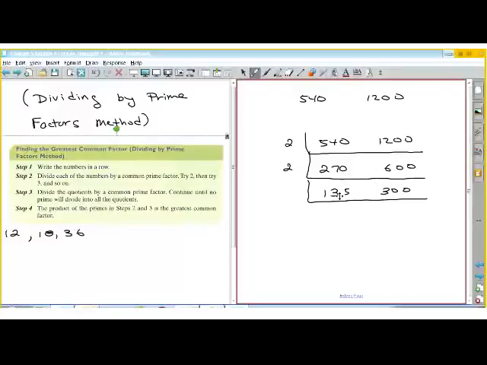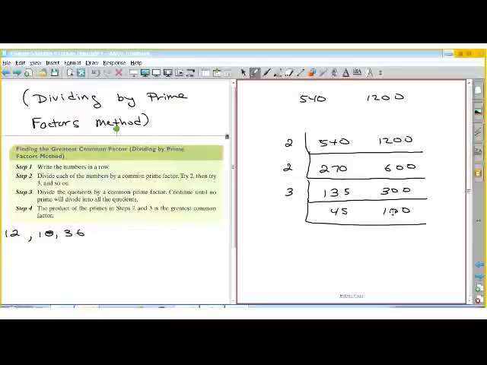So I can't divide by 2 again because they're both not even. So then I have to think about what's the next larger prime number, which is 3. So can I divide this by 3 and this by 3? That one's obviously you can divide by 3 because it's 300. This one, you'd add the numbers together. 1 plus 3 is 4. 4 plus 5 is 9. So yes, you can. So we can divide both of them by 3. And 135 divided by 3 is 45. And 300 divided by 3 is 100.